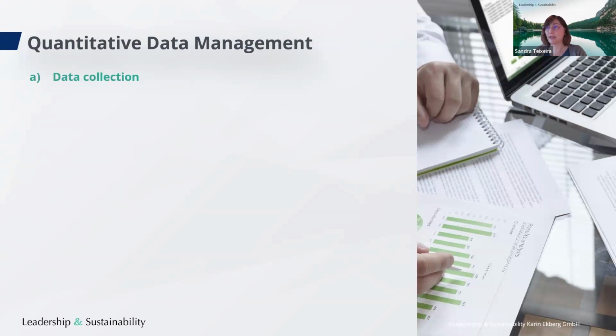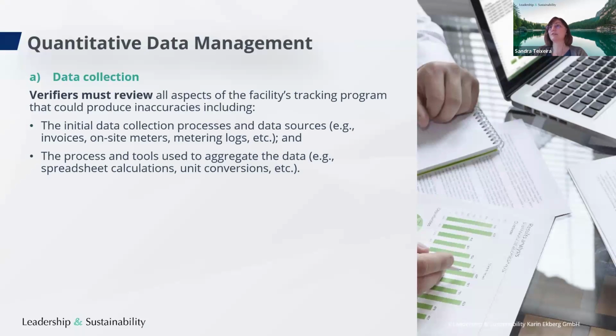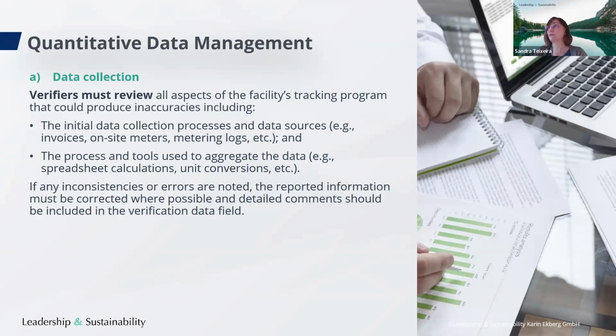Regarding the data collection, here the verifiers must review all aspects of the facility's tracking program that could produce inaccuracies, and this includes the initial data collection processes and data sources like the invoices, the on-site meters, the meter logs, and the processes and tools that were used to aggregate the data: the spreadsheets, the calculations, the unit conversion.